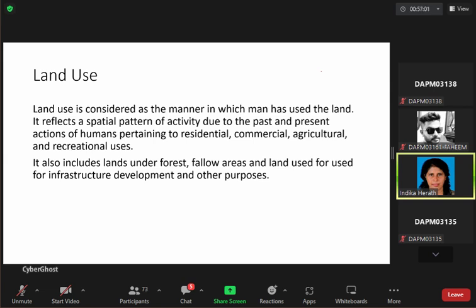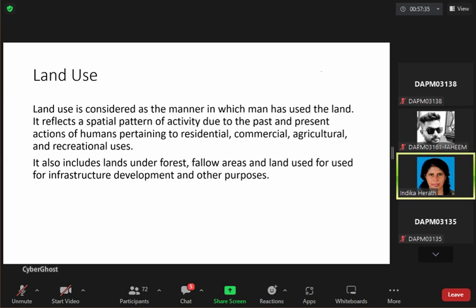It can be residential, commercial, agricultural, and recreational use, right? So there are some human activities, like if we have been using that for agricultural purpose, then it is agricultural land use. There can be recreational uses like swimming pools and park and anything like that, right? If there has been something related to that, so that land has been used for recreational purposes.